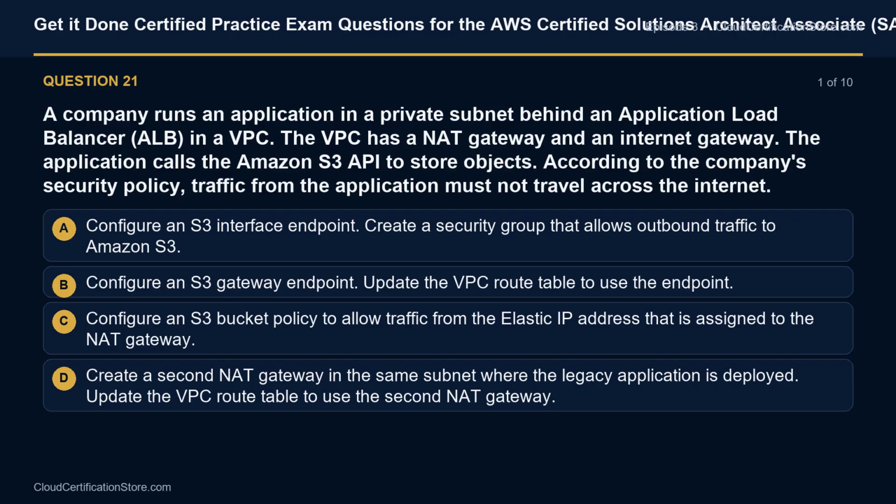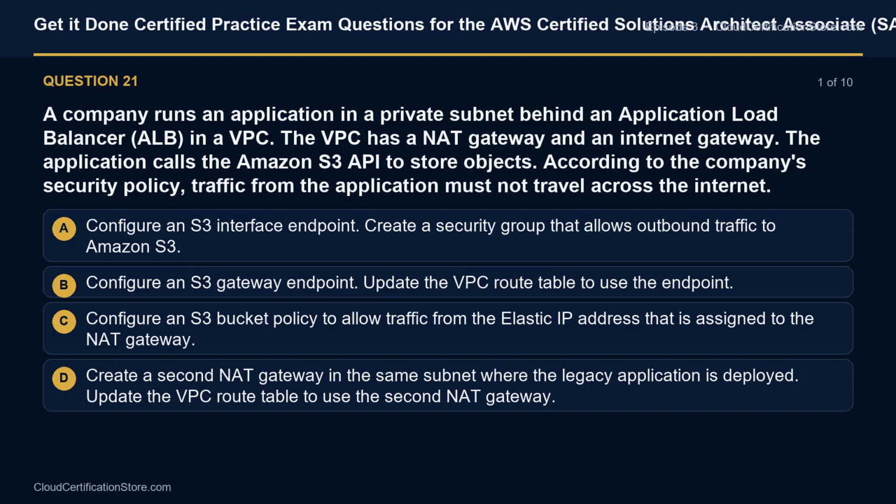Option A. Configure an S3 interface endpoint. Create a security group that allows outbound traffic to Amazon S3. Option B. Configure an S3 gateway endpoint. Update the VPC route table to use the endpoint.